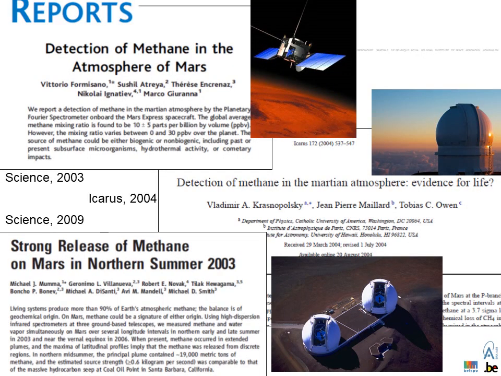It all started in the early 2000s when several independent studies revealed positive detection of methane in the atmosphere of Mars. Two surveys were done from Earth using large telescopes, and one was done from the Mars Express mission orbiting the planet.